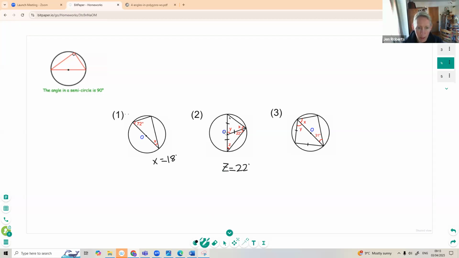Can you see here? We have the diameter. So we know we've got angles in the semicircle. We know we've got to use this theorem. This corner here is 90 degrees. The 90 take away 22 gives you X is 68 degrees. And we've got an isosceles triangle here as well. So X is 68. This is also 68. 180, take away 68, take away 68 gives you Y is 44 degrees.